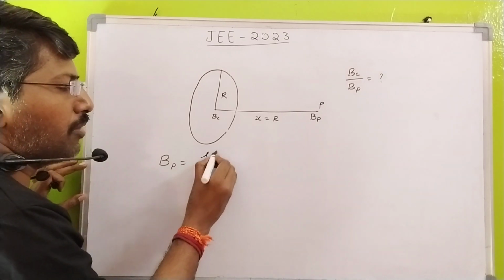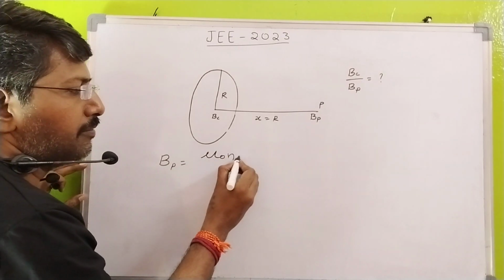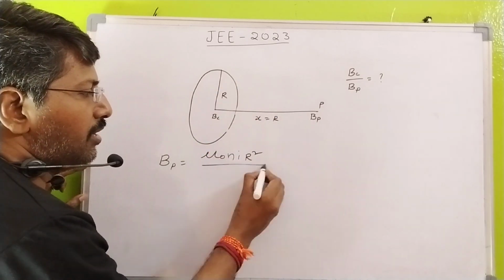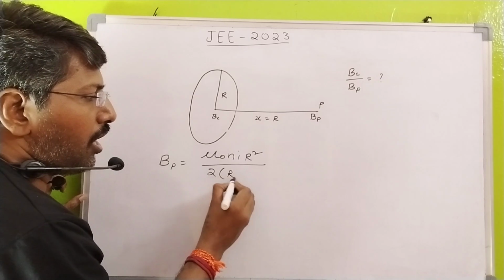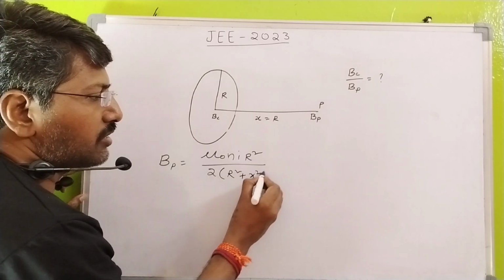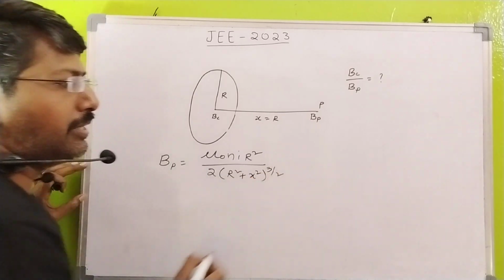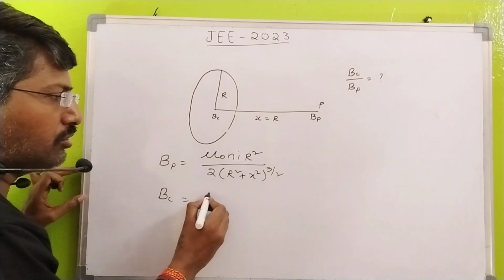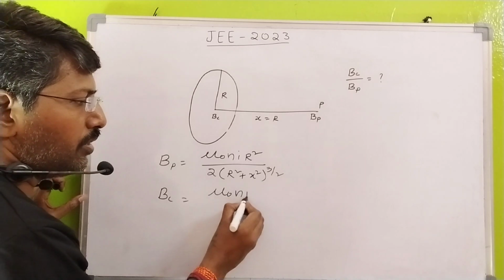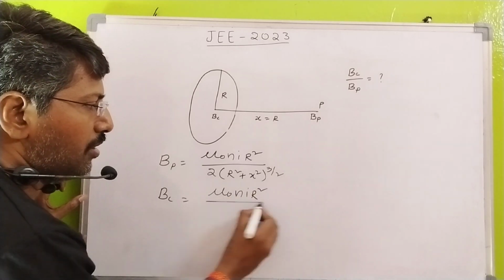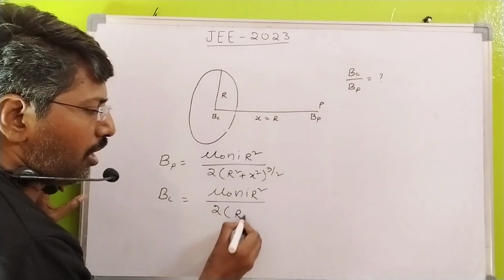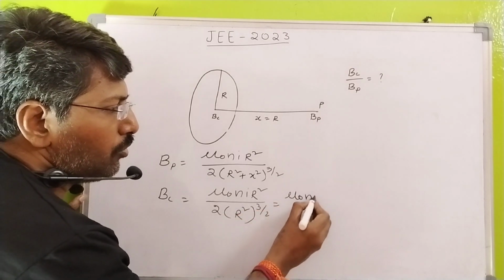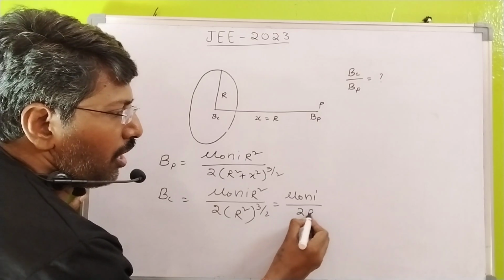The formula is mu naught N I R square by 2 into R square plus X square whole power 3 by 2. At the center, BC, X is equal to 0. That means mu N I R square by 2 into R square whole power 3 by 2. After simplification, mu N I by 2R.